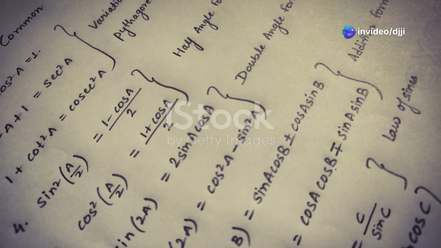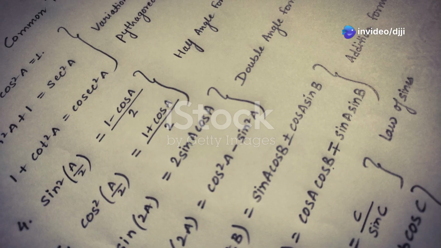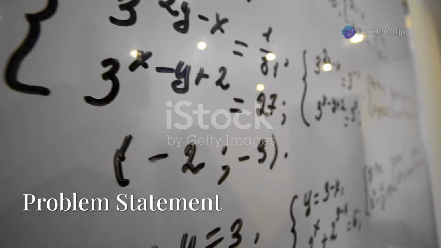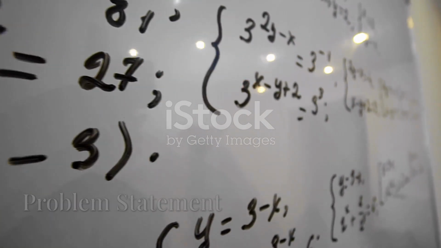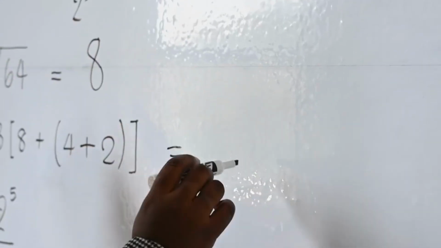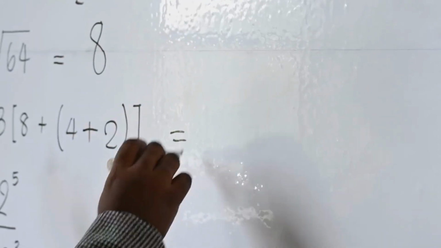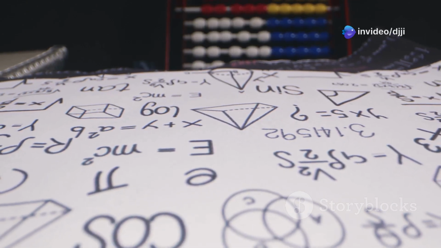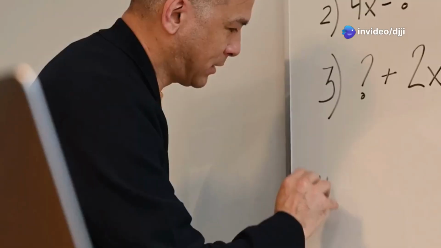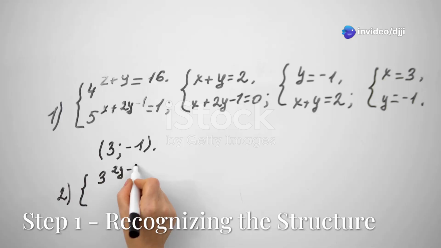Here's an example demonstrating factoring and combining trigonometric identities. Alright, so here's the problem. We're asked to simplify the following expression, sine squared x minus 2 sine x cosine x plus cosine squared x. Let's break it down step by step.